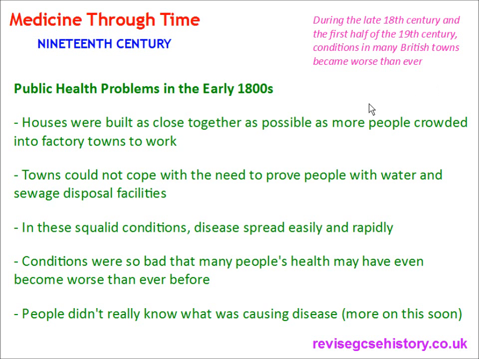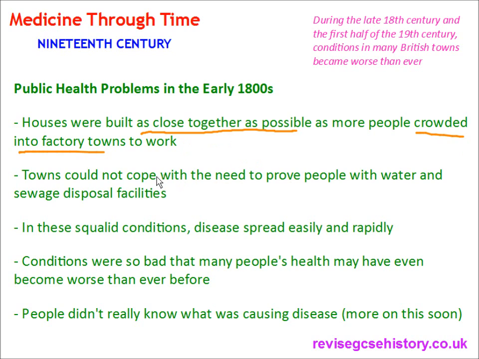Okay, so what public health problems were there in the early 1800s? Houses were built as close together as possible, as more people crowded into factory towns to work. There was also no public transport in industrial towns, so workers had to try and live as close to the factories as possible, so that's why houses were built very close to each other. That meant that disease could spread easily and rapidly.